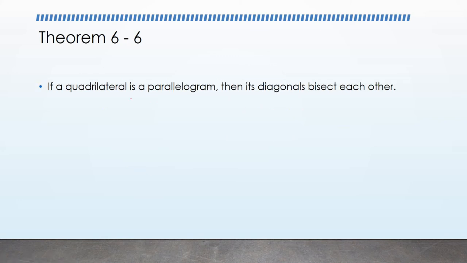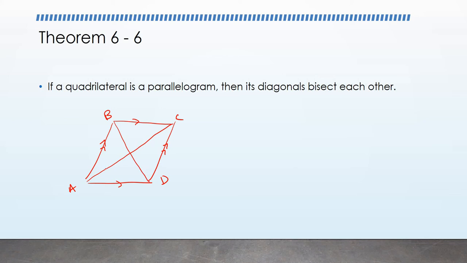Theorem 6.6: if a quadrilateral is a parallelogram, are you seeing a pattern here? Then its diagonals bisect each other. So this time, if I have a parallelogram, again labeling the opposite sides as parallel, if I draw diagonals, then they bisect each other, meaning A equals C, it's bisected by BD, and those two sides are equal as well, they are bisected by AC.